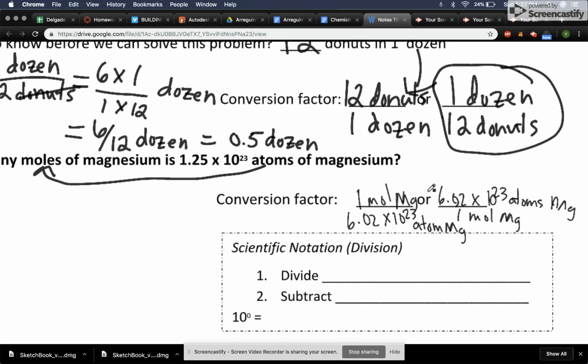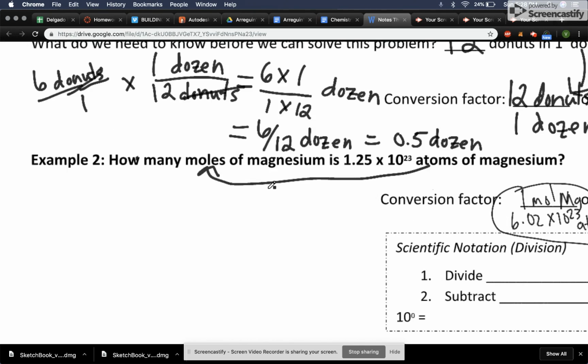Like the donuts example, where we wanted to go from donuts to dozens, in this case we want to go to moles as the new unit. So in order to do that, we have to have moles on the top of our conversion factor. The one that we want to use is this one, because moles is indeed on top. Do you see this right here? Moles is on top.